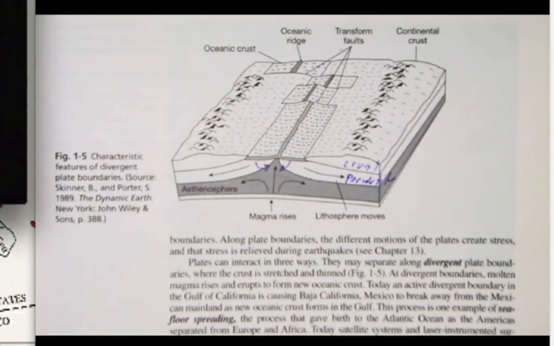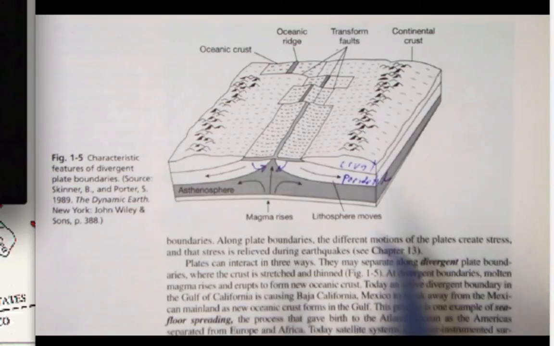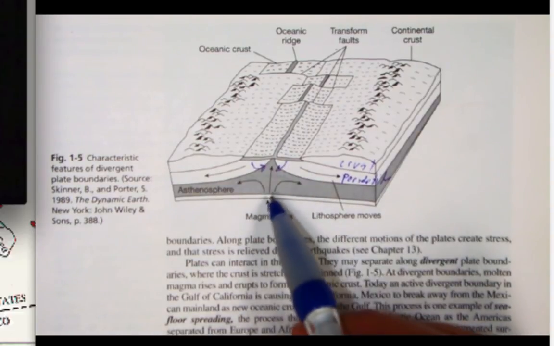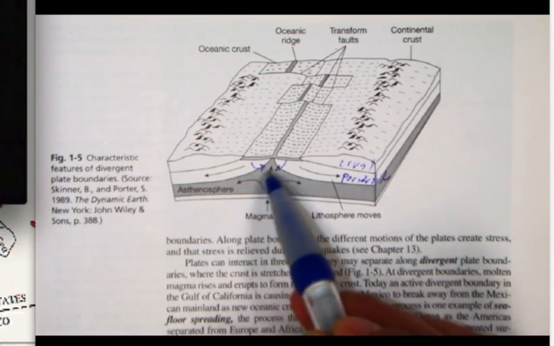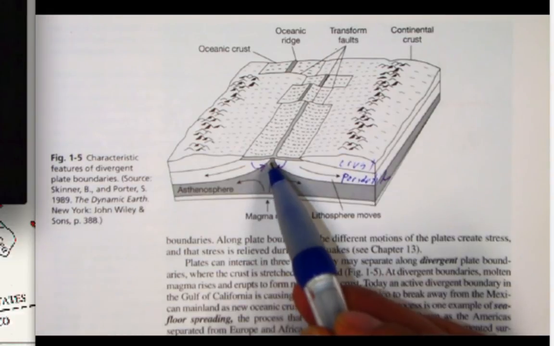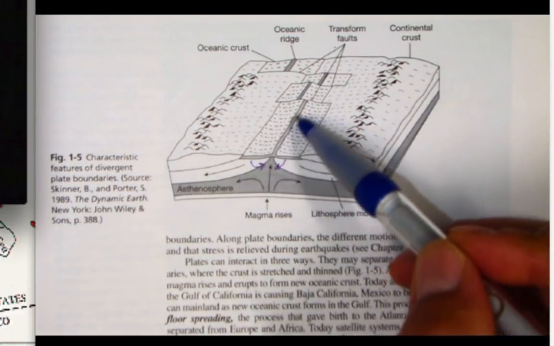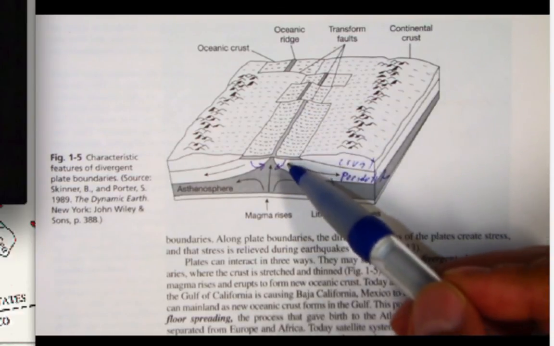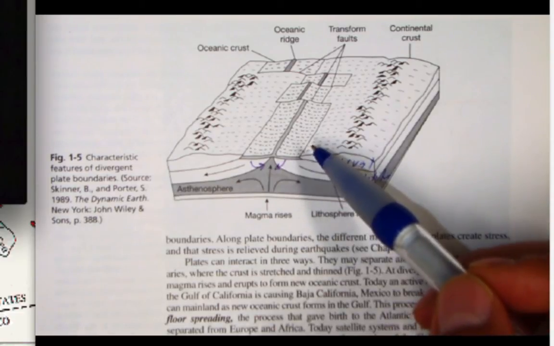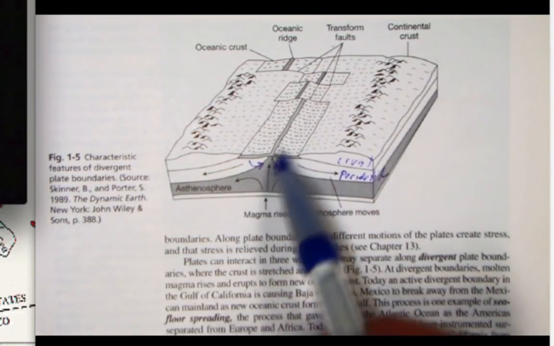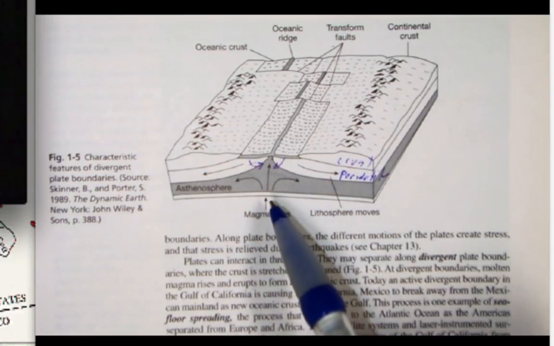This is figure 1-5 from your textbook, right? As the lithosphere thins, magma comes up from the asthenosphere, a process called decompression melting. We'll talk about that later. And that erupts at the mid-oceanic ridges, and that lava pours onto the seafloor. The key thing, the seafloor is covered by pillow basalt lava. And then it breaks in two and moves directly away from the ridge, right?